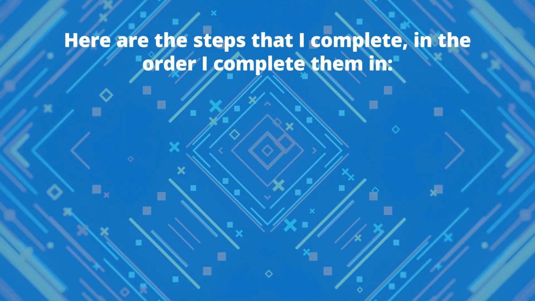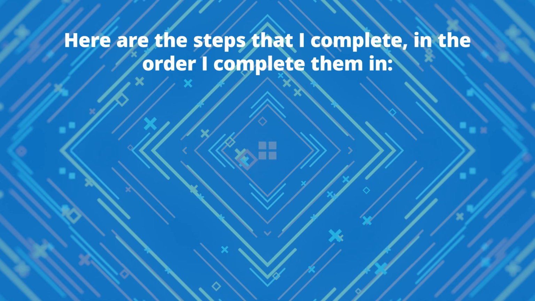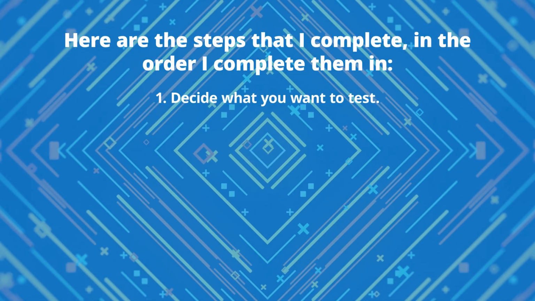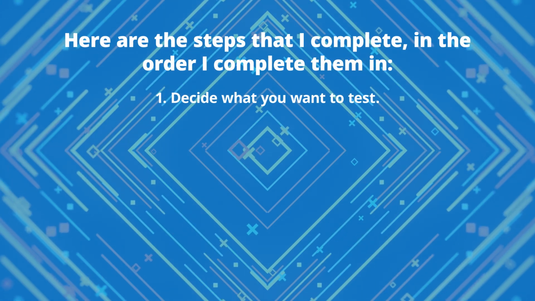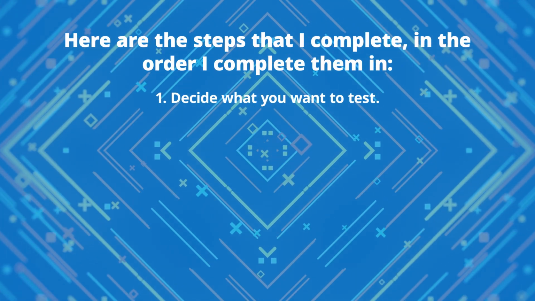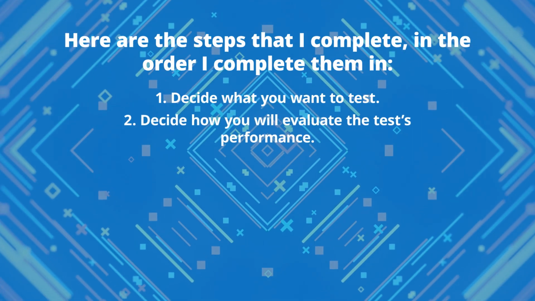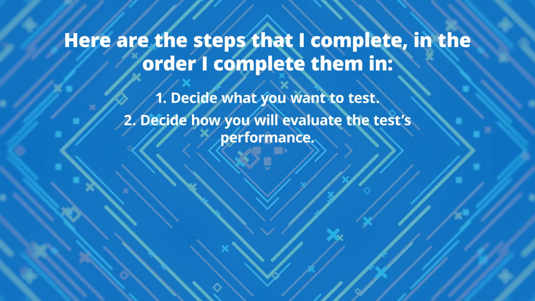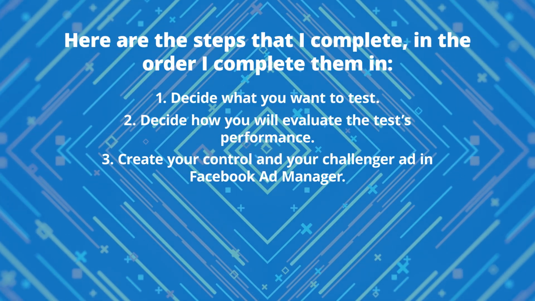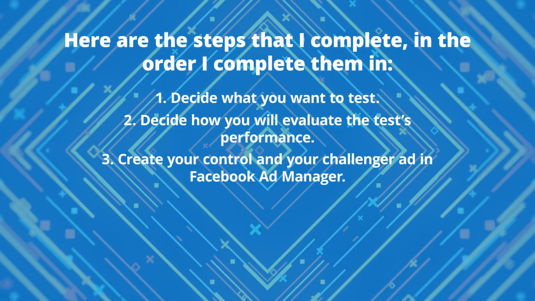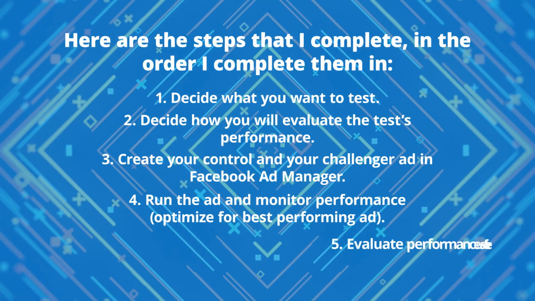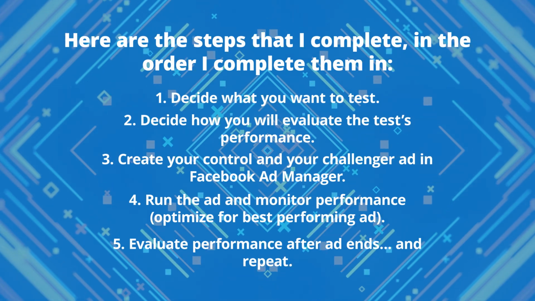Let's look at the steps in order that I complete them for my clients. So the first step is that we decide what we want to test. Usually I have a question from talking to them, but it could be a question that they come up with themselves, and it will be a question that you come up with yourself. Next, you need to decide how you'll evaluate that test's performance, and we'll talk about that in more detail. Next, you'll create your control and your challenger, that's your A and your B version, and you'll set them up in Facebook. Then you'll run the test and monitor performance while it's going. And after the test ends, you'll evaluate your performance, rinse, and repeat.